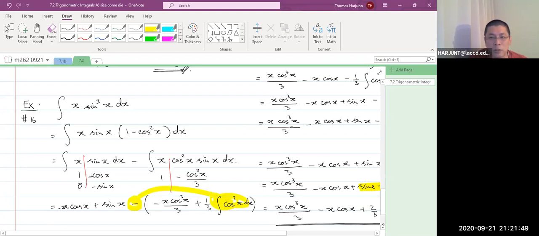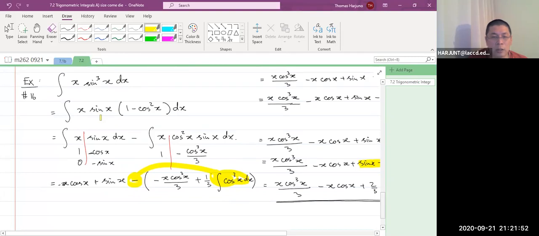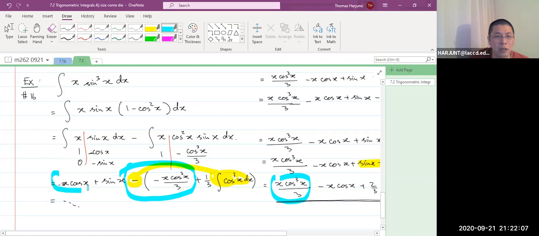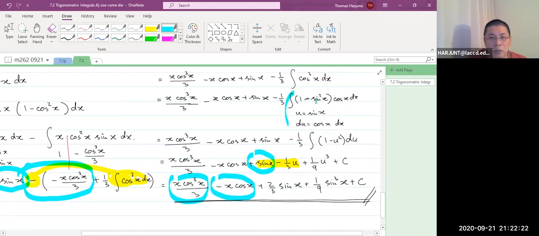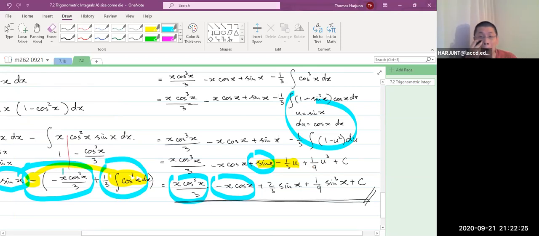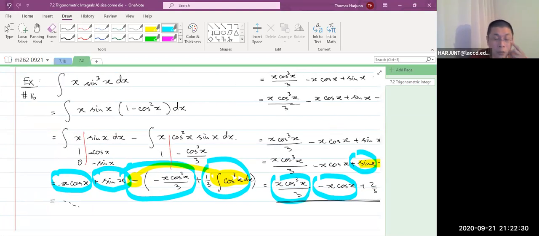But you notice that at least this part, the positive x cosine cube x over 3, is this. This part here is this, and this part here is this, and from this integral we get it from there. Seems like I have no way to avoid doing that cosine cube.